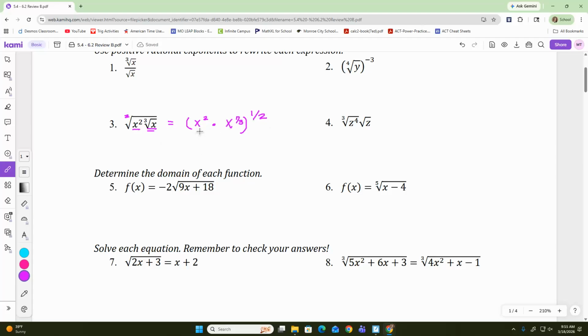Okay, exponent rules. If these are multiplied, the x is written each time, so we add the exponents. So 2 plus 1 over 3 would give us 7 over 3. And that's all to the 1/2. Then if you have a power to a power, what do we do with those exponents? Multiply them. So that's x to the 7/6 power.